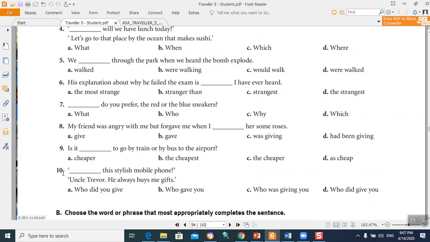This stylish mobile phone. Uncle Trevor, he always buys me gifts. So a question. If you can see, it's a question. So there is a question word. Here you have, it is in the subject. So which word asks about the subject? Of course, all of them start with who. But here is Uncle Trevor. Uncle Trevor is the subject. So it should be without using a helping verb.